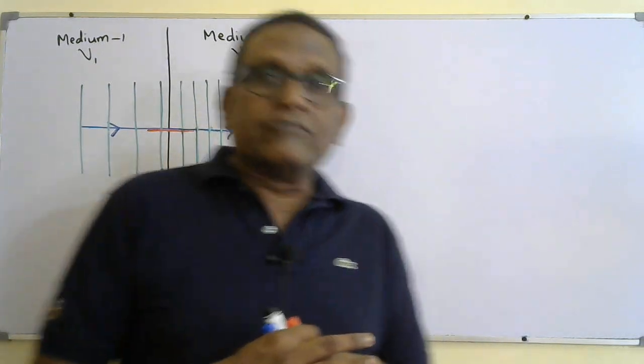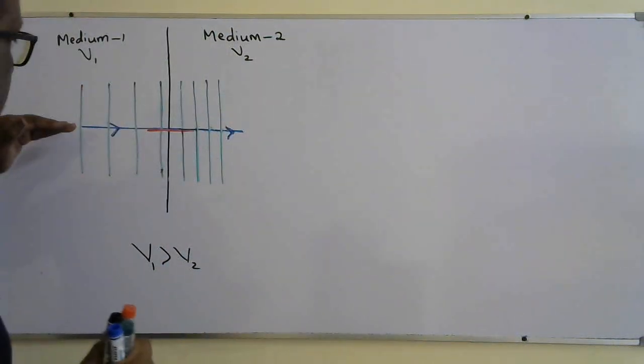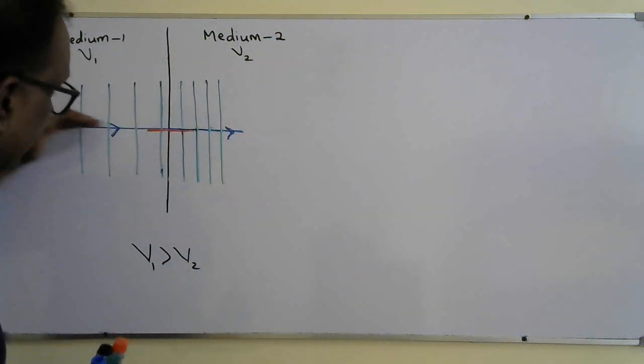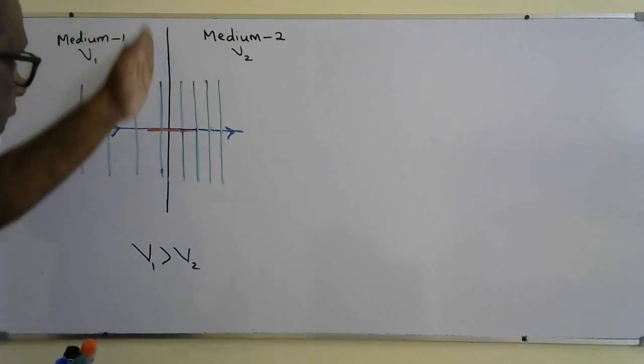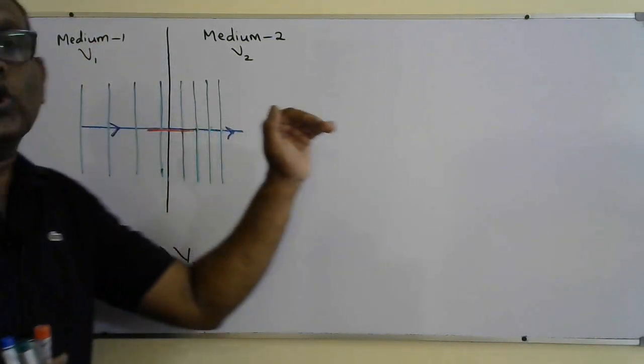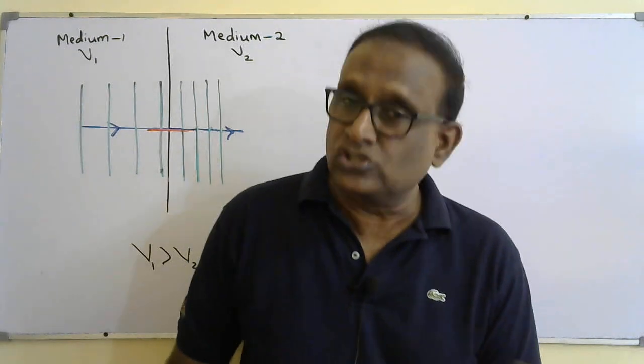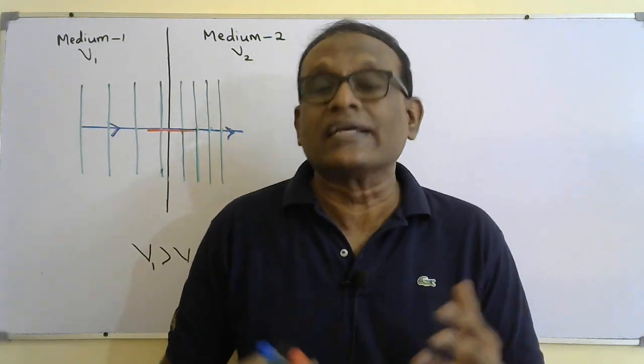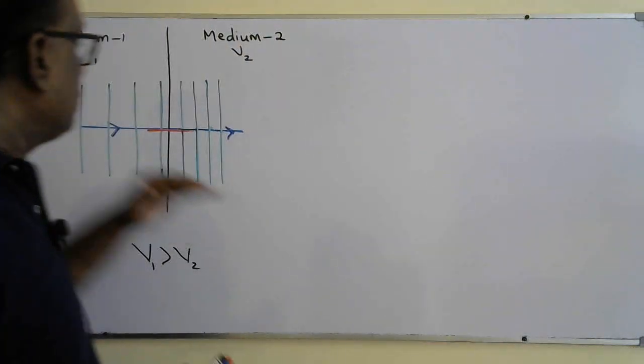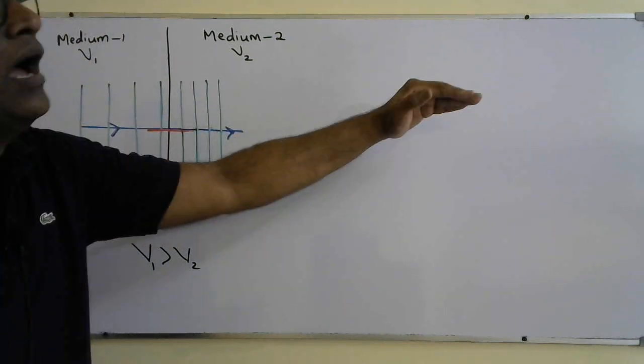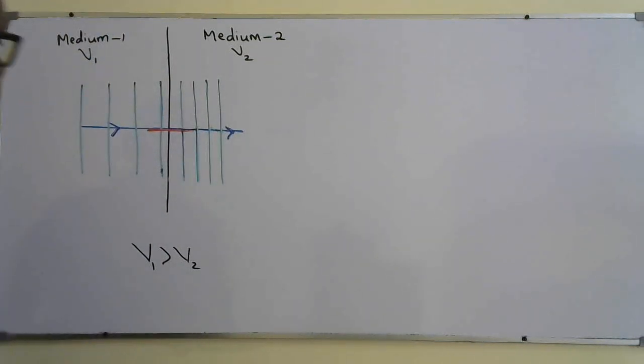But if the wave or the ray meets the boundary such that the direction of motion of the wave is perpendicular to the boundary, there is no change in direction of motion, so we can say there is no refraction. The wave will move along the same direction as earlier.